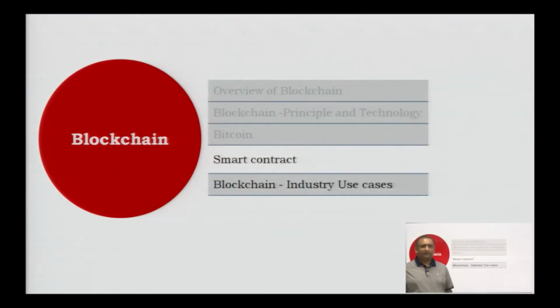So, let us recap. Till now, we had covered the overview of blockchain, and the blockchain principles and technologies, and in the last lecture we got into the depth of Bitcoin. Now, in this lecture we will go deeper and try to understand what the smart contract is.